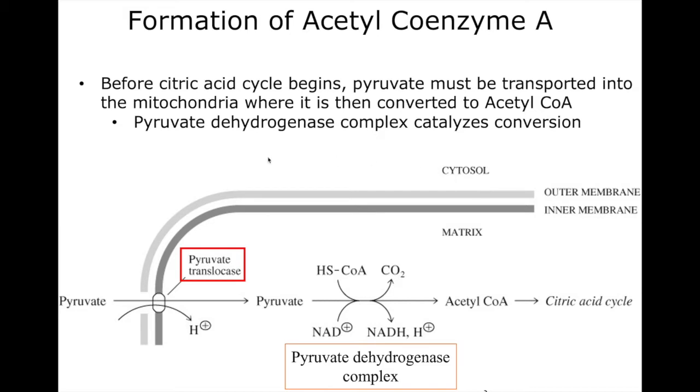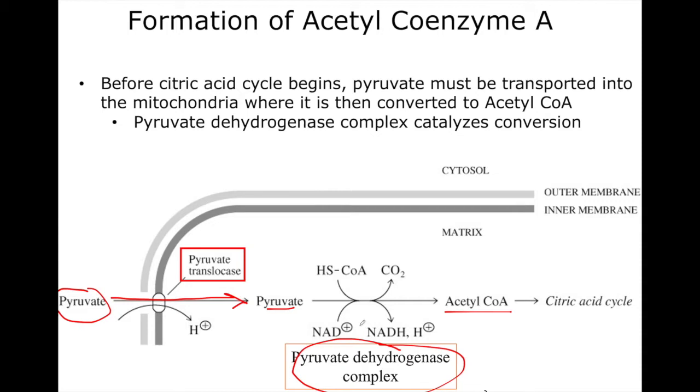So pyruvate, which of course is a product of glycolysis, and glycolysis takes place in the cytosol of our cells. Pyruvate is then transported into the mitochondria of our cells through a transporter called pyruvate translocase. This pyruvate will then enter into the citric acid cycle, which occurs in the mitochondria. But as we mentioned, it must first get converted from pyruvate into a molecule called acetyl-CoA by a large enzyme complex called the pyruvate dehydrogenase complex. And so this is what we're going to focus our attention on in this video lecture.